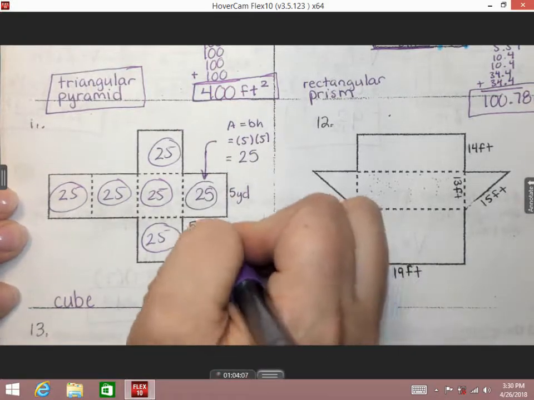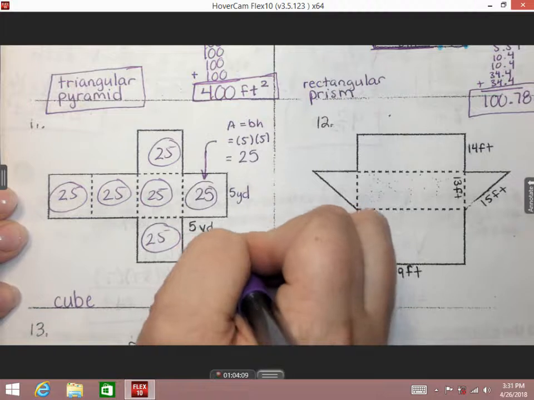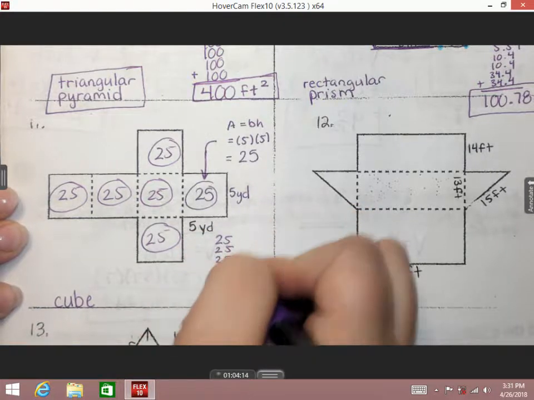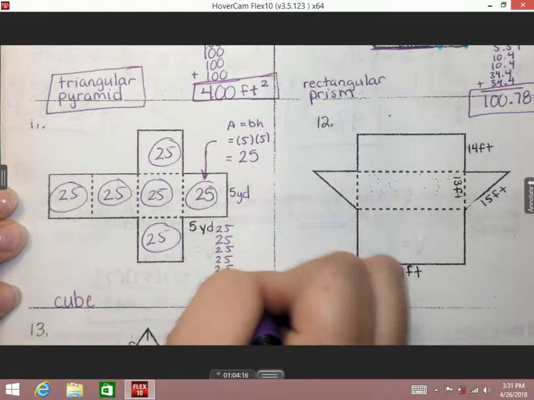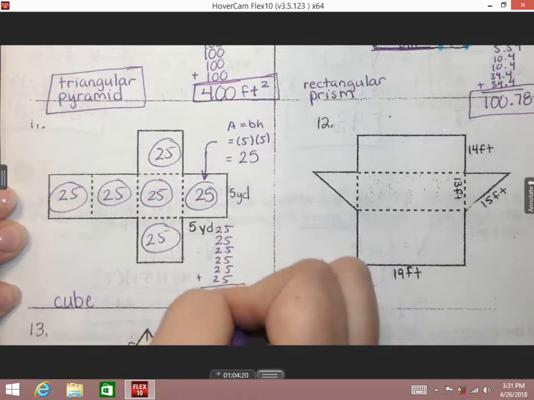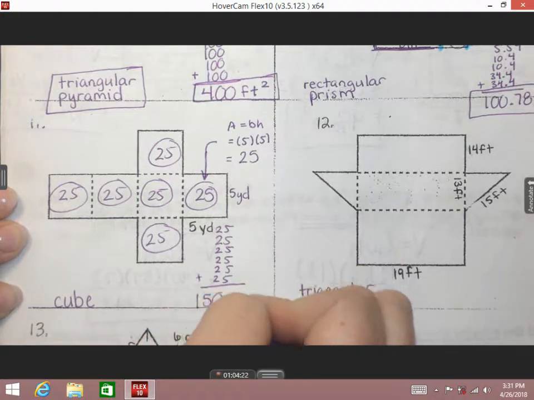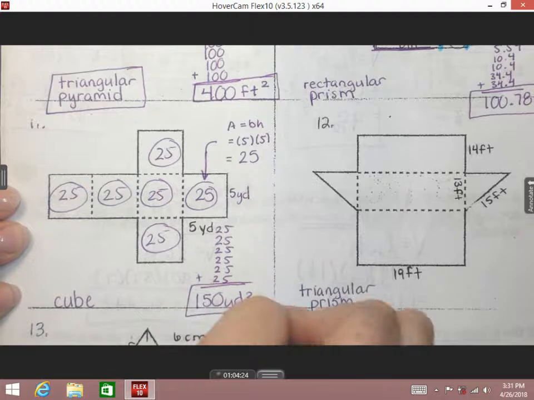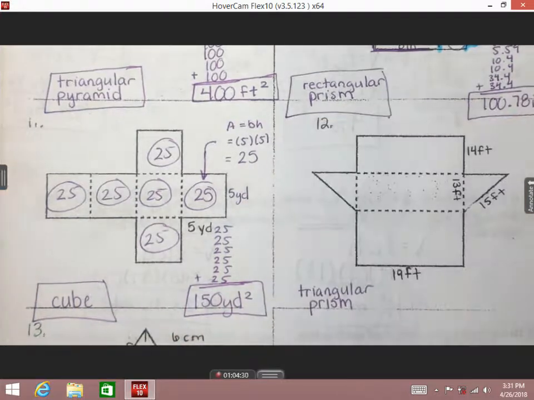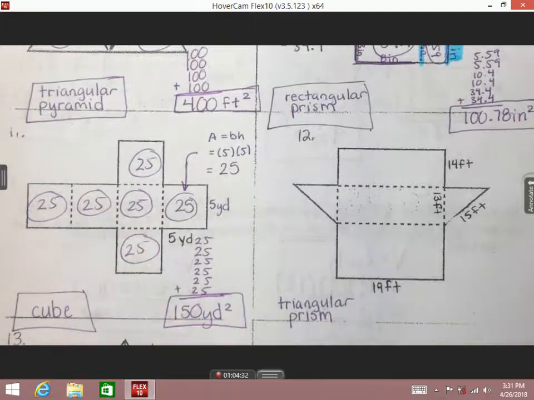Just so that I'm consistent, I'm just going to write that I'm adding them. If you would prefer to multiply, that's absolutely fine. Please do so. So 25, 25, 25, 25, 25, 25. When I add that up, I get 150, making sure to put my yards squared with that as well. All right, and there's the name. Just boxing that in so it's clear that I have 2 answers on every single problem.